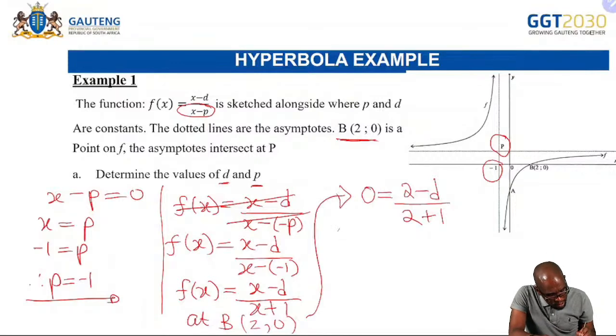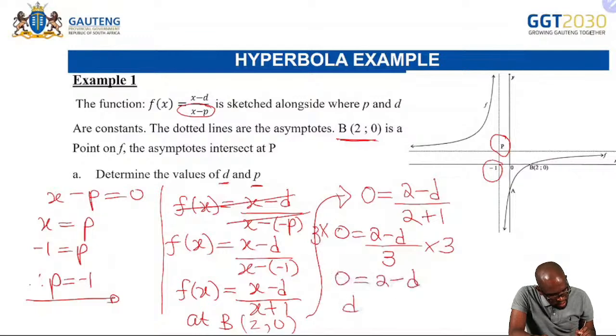Now 0 is equal to 2 minus d divided by 3. So if I multiply both sides by 3, the LCD, I'm going to get that 0 is equal to 2 minus d, which means that d is equal to 2.